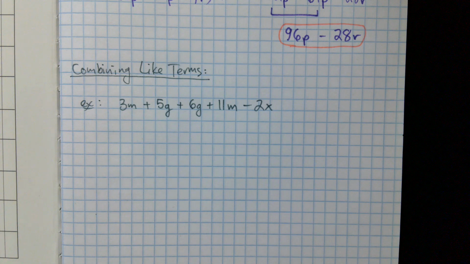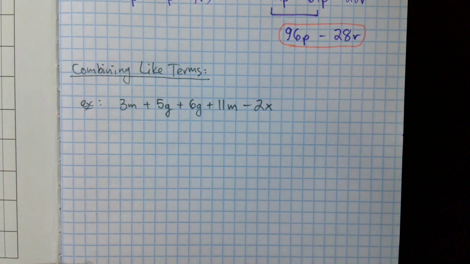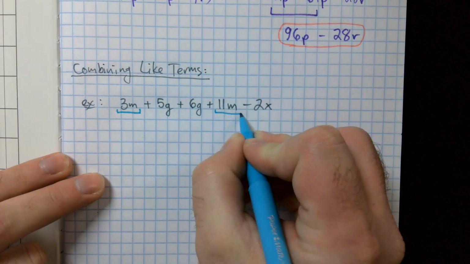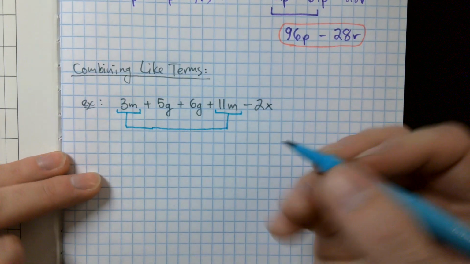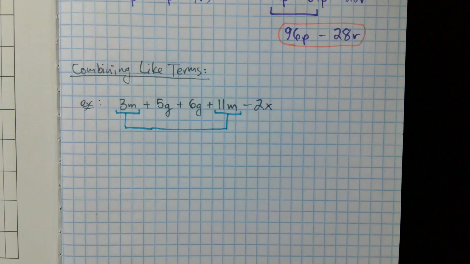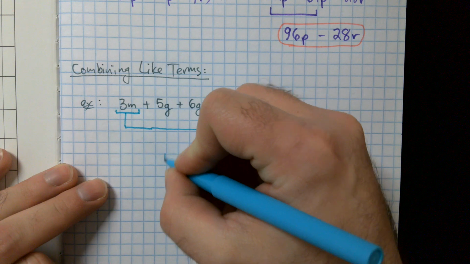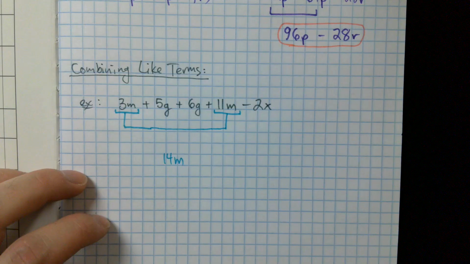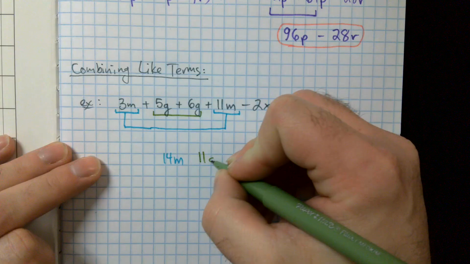Robert says 3. Alex, Janelle say 3. Levi says 3. Good. 3. We've got M's, we've got G's, and we've got an X. Okay? So I'm going to get my M's together in this little blue color. What do I get when I add 3 M's to 11 M's? 14. I get 14 M's. What about when I add 5 G's to 6 G's? I get 11 G's.